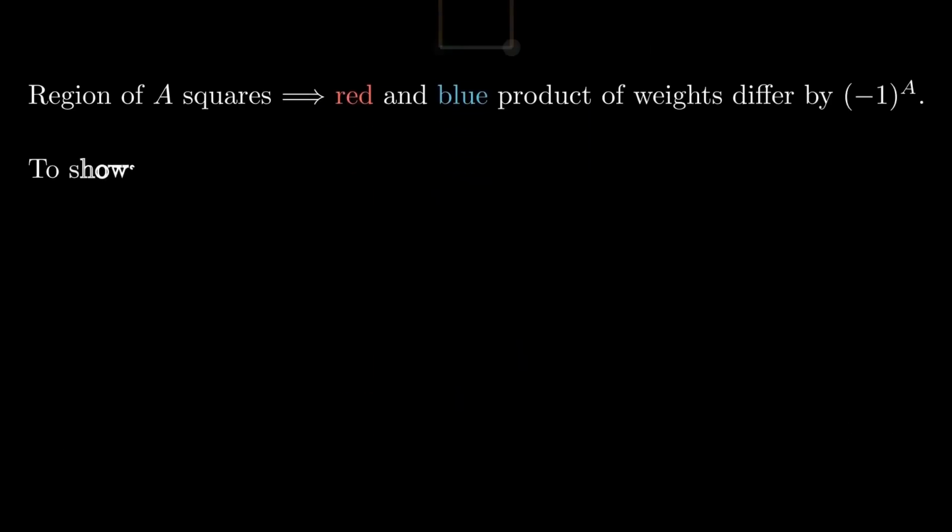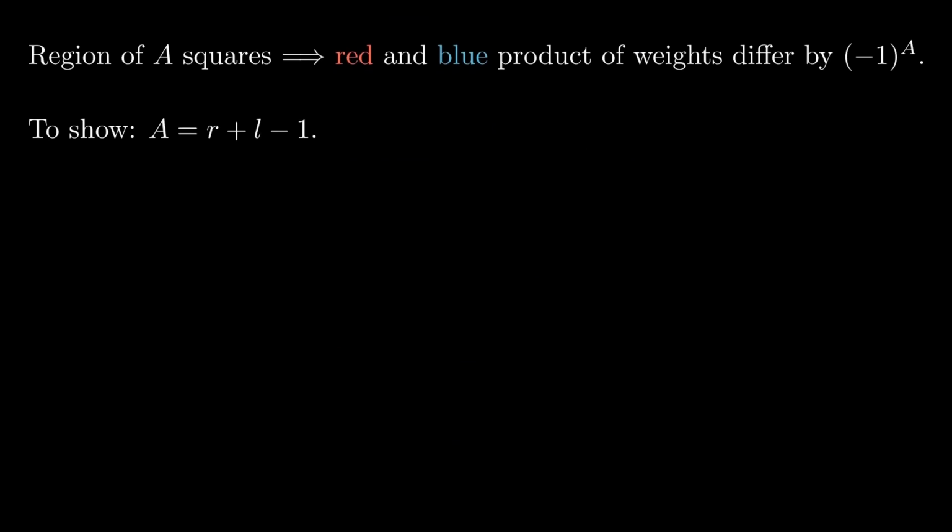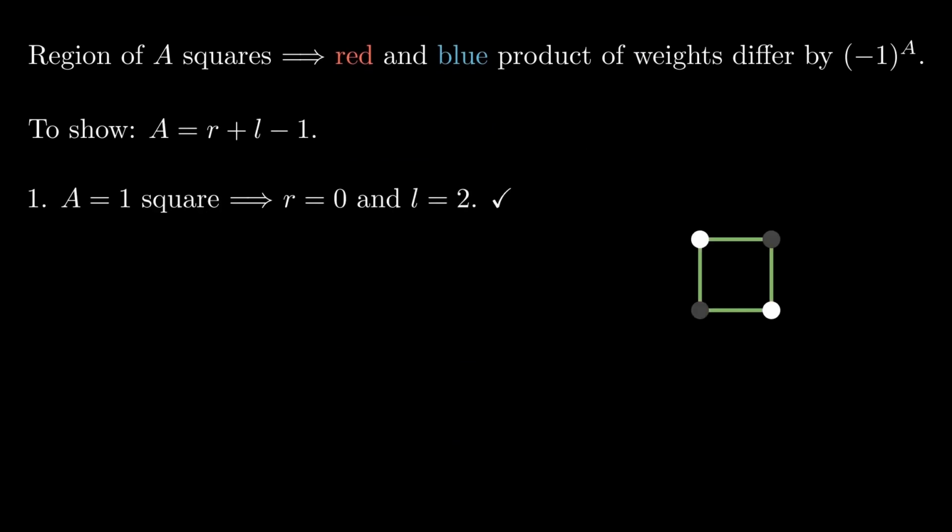To see that R + L - 1 is the same as A, we first note that if we just look at the single square, the equality is definitely true. Now, we just think about all the ways to add a square. This increases A by 1, so we would expect R + L - 1 to increase by 1 as well.